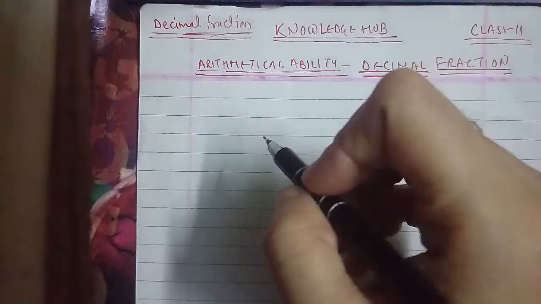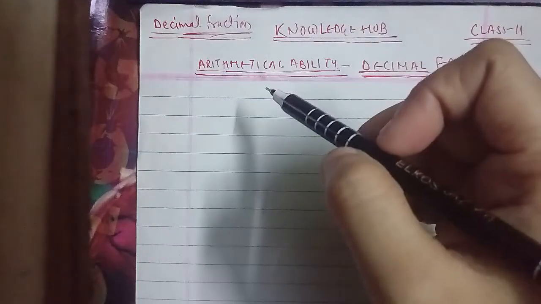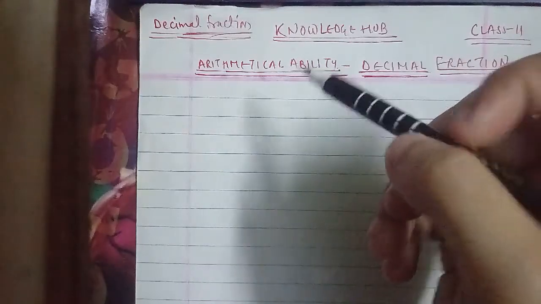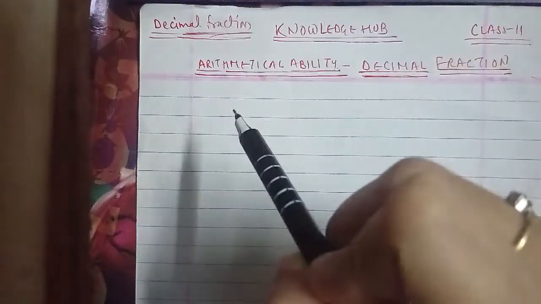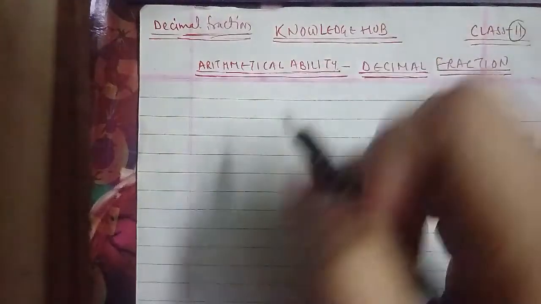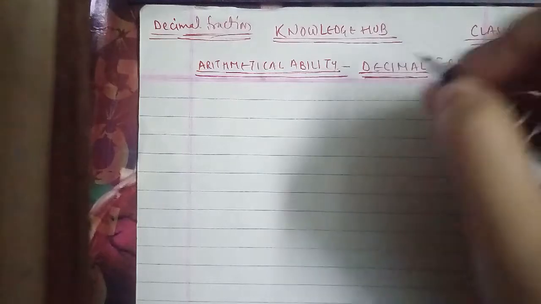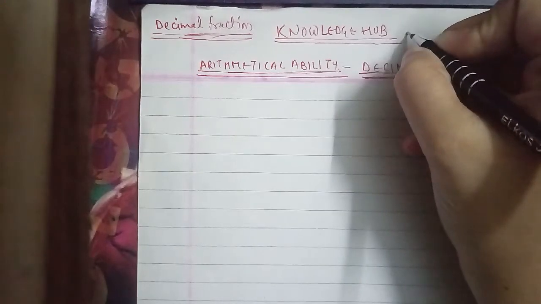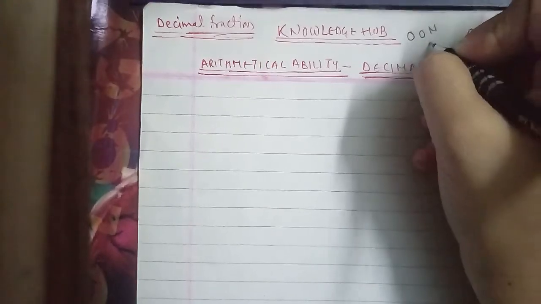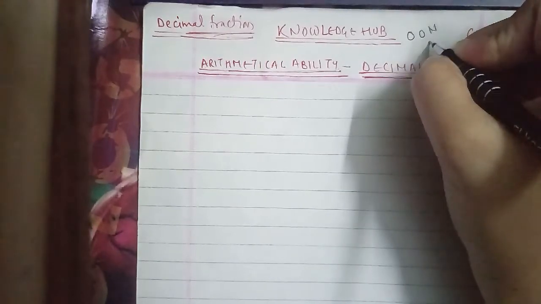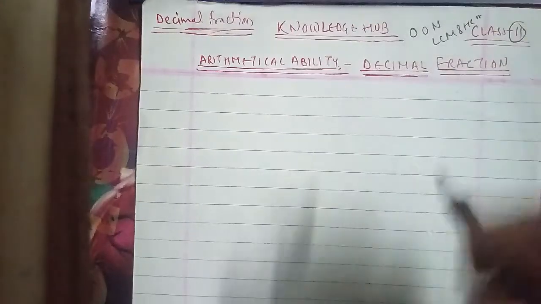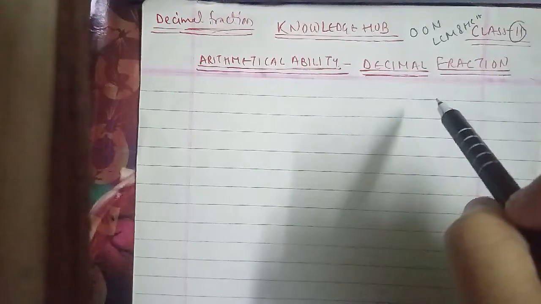Today we are going to start with arithmetical ability, which is your quantitative aptitude. This is class 10, and we'll discuss the topic decimal fraction. Before this, in the previous classes we had done chapter 1, which is operations on numbers, and the second, which is LCM and HCF of numbers as well. So you can go through those, and you will find each and every video there.